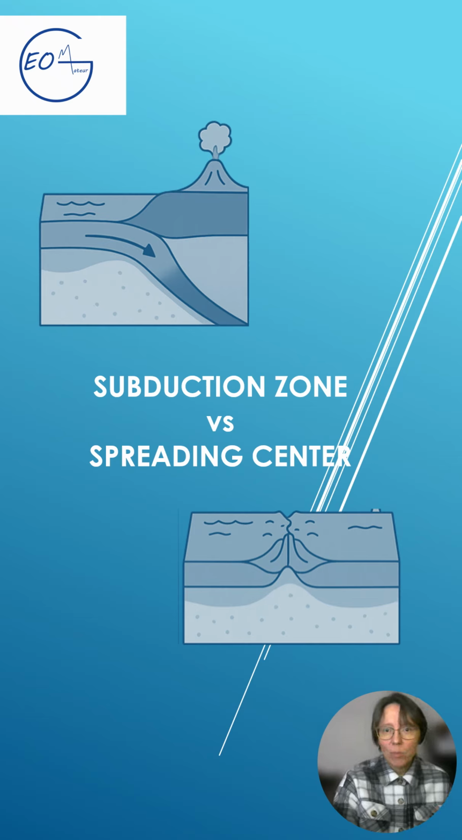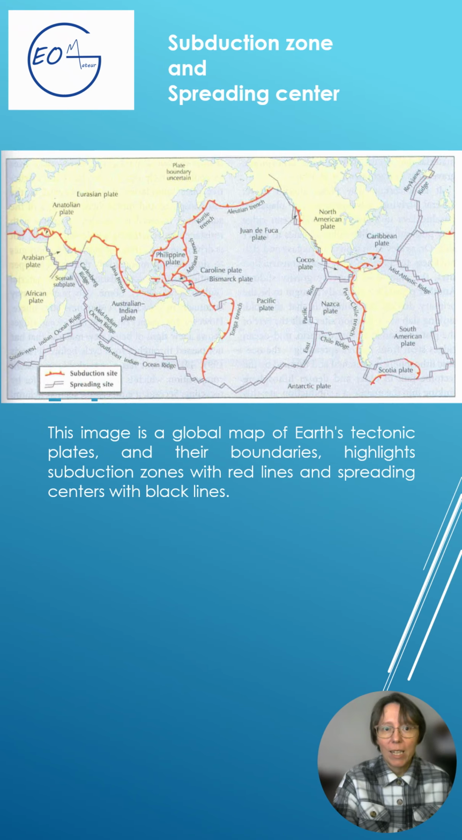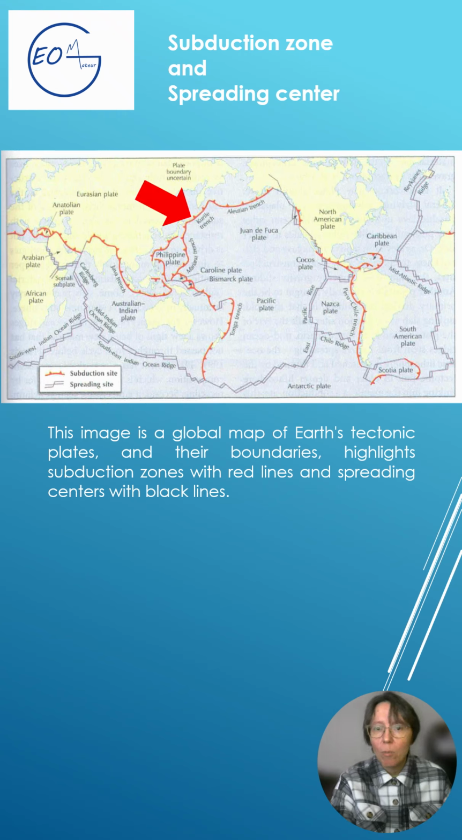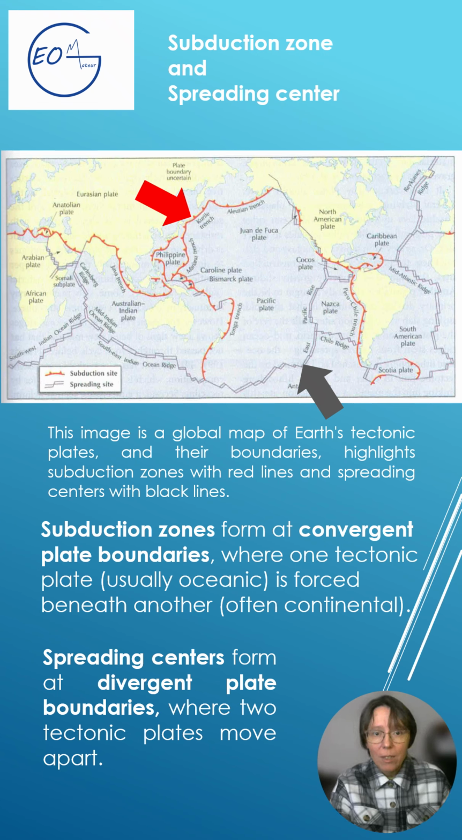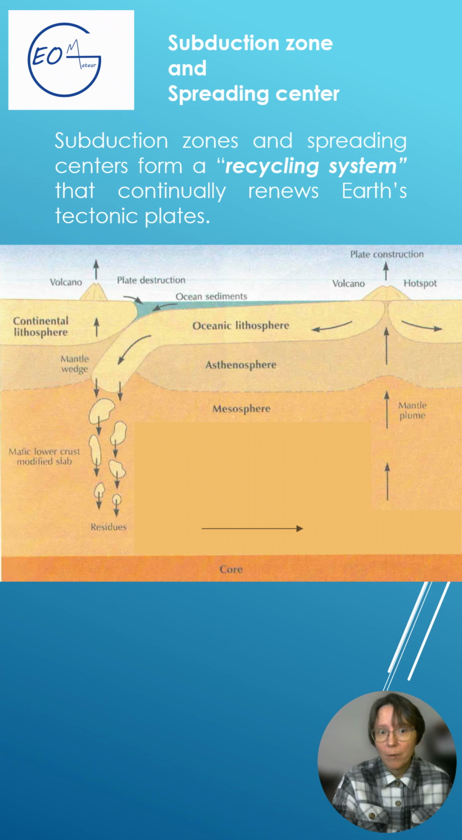One destroys, one creates. Subduction zones versus spreading centers. The yin and yang of plate tectonics. This image is a global map of Earth's tectonic plates and their boundaries, highlighting subduction zones with red lines and spreading centers with black lines. Subduction zones form at convergent plate boundaries where one tectonic plate, usually oceanic, is forced beneath another, often continental. Spreading centers form at divergent plate boundaries where two tectonic plates move apart.